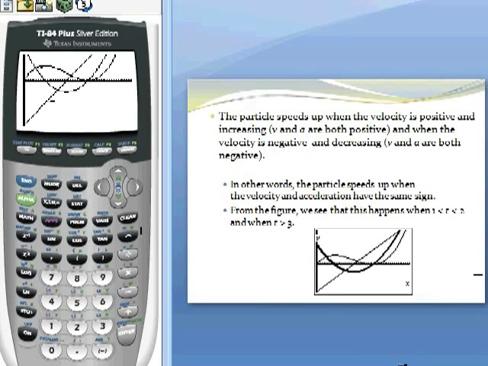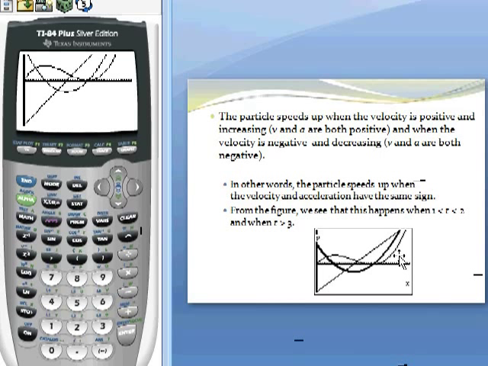Alright. The particle speeds up when velocity is positive and increasing, and when the velocity is negative and decreasing. Either v and a are both negative or v and a are both positive. Here's your v. Positive. This is negative. No. It is positive here and here. Look at that. So in other words, the particle speeds up when the velocity and acceleration have the same sign. Here, this and this. Alright?